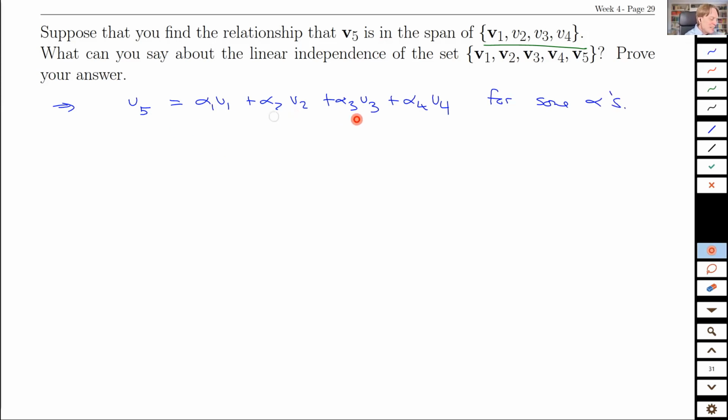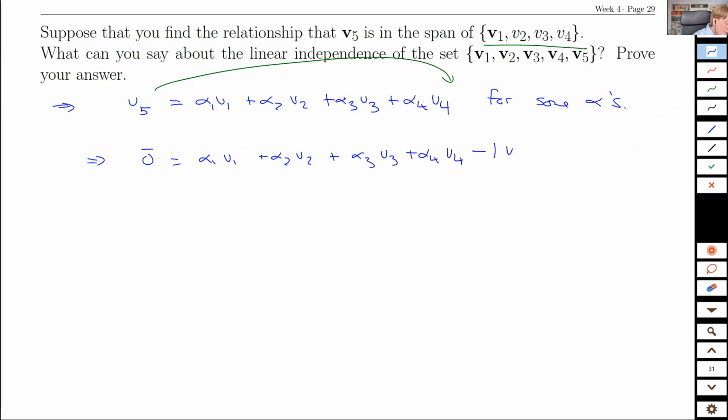And notice we don't actually have to have these be non-zero. We just said that V5 is a linear combination, can be written as sums and scalings of the first four vectors. We actually did this before in the general case, but we can do it here in the specific case. We take V5 to the outside, and that means we have the zero vector on the left. We have alpha 1 V1, alpha 2 V2, alpha 3 V3, and alpha 4 V4, minus 1 V5.